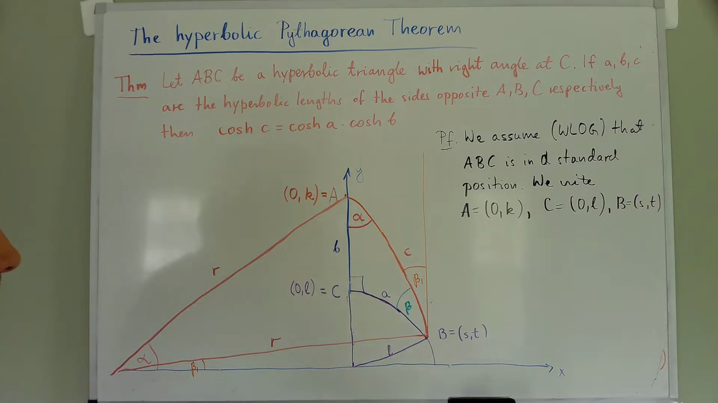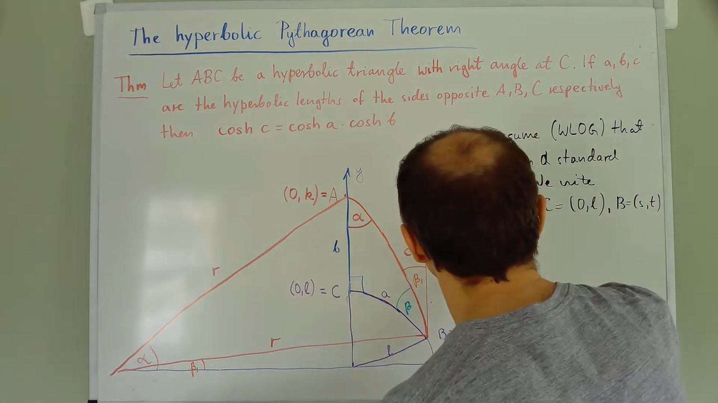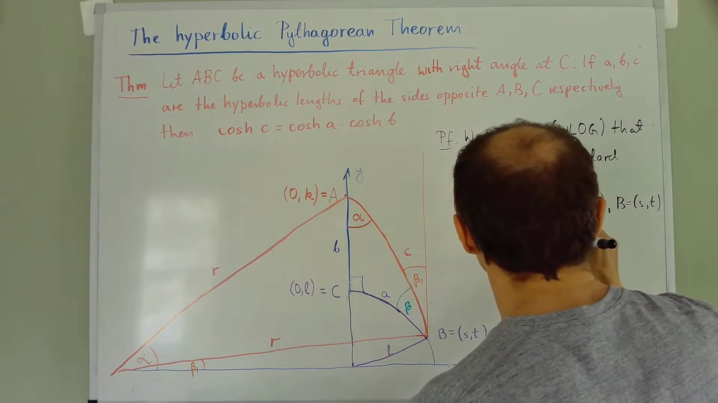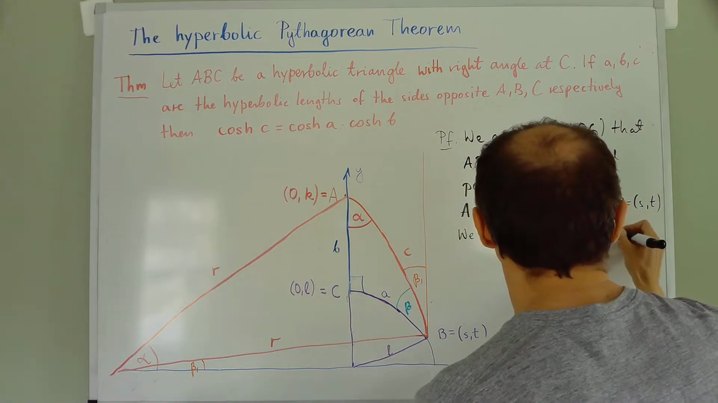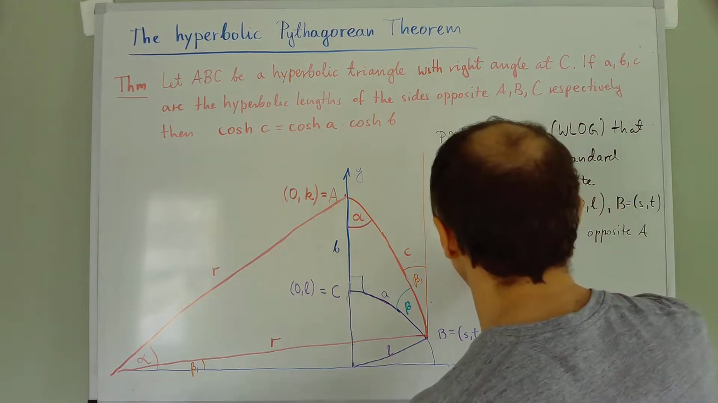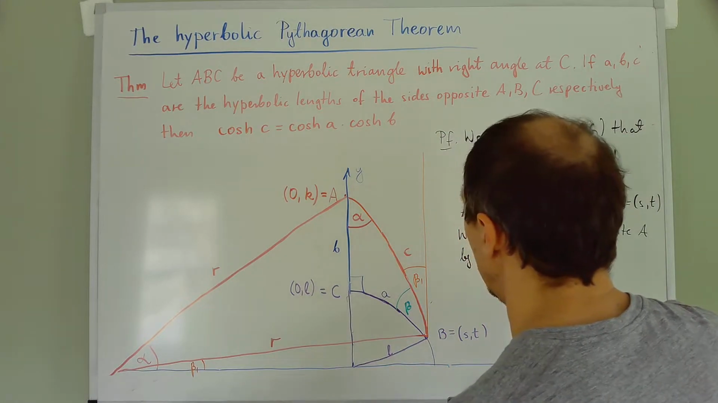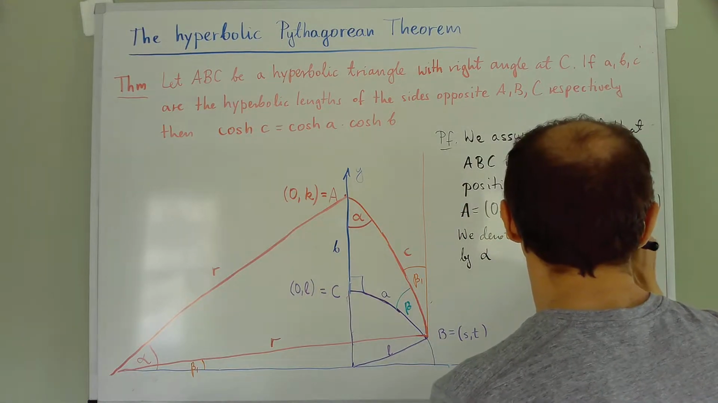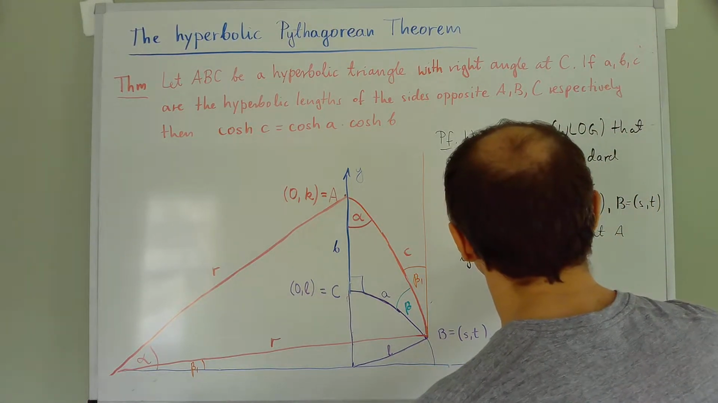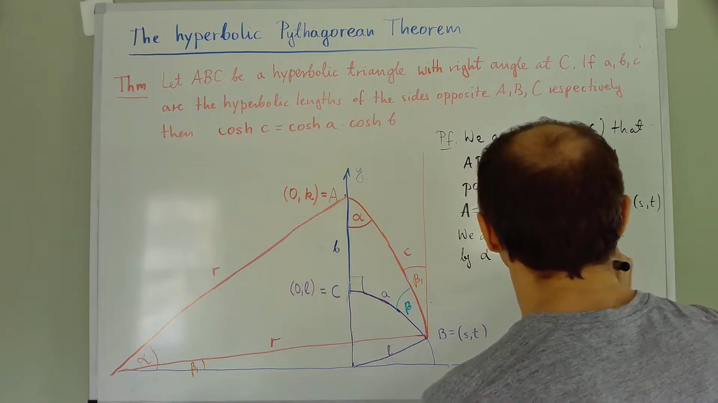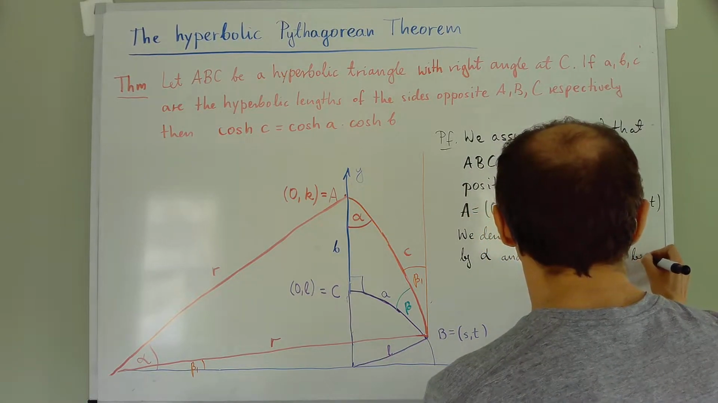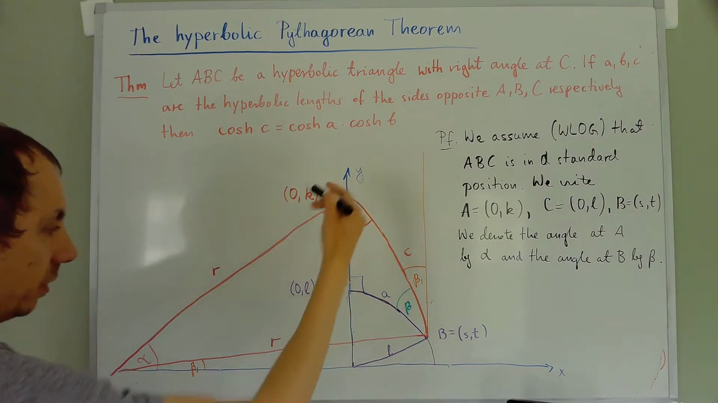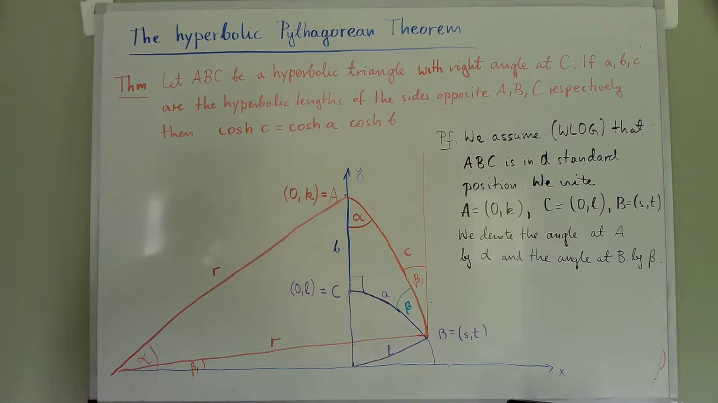Okay, we also denote the angle at A by alpha. And the angle at B by beta. Okay, so now we have this triangle here.